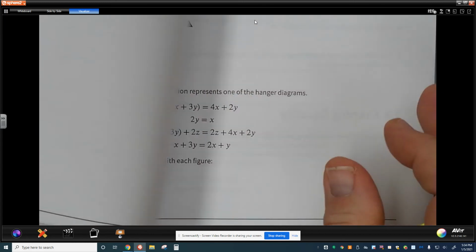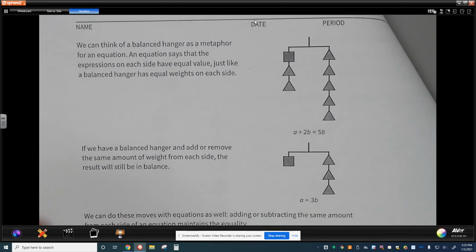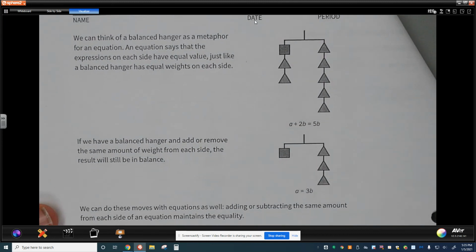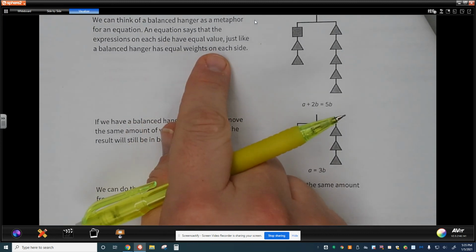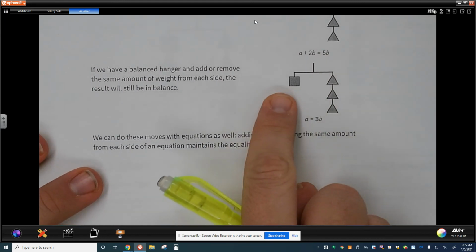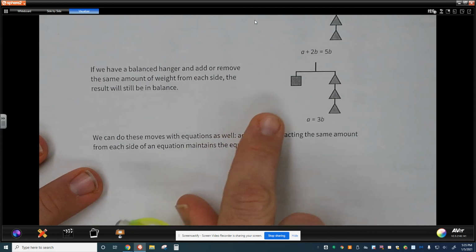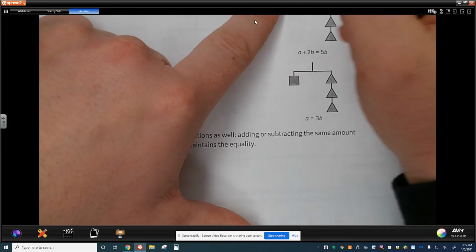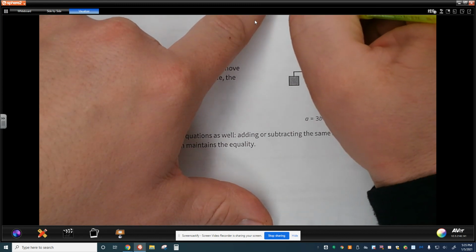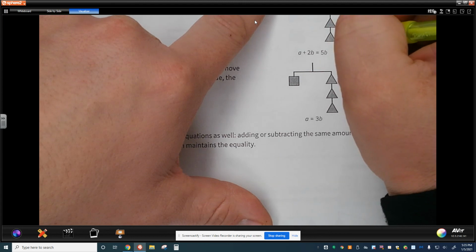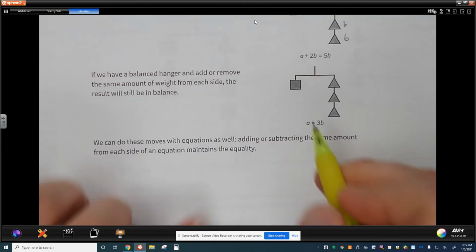All in all, what we're after with this, we can think of these expressions and balances as a metaphor for an equation, where we talk about the expressions just like what I talked about. They have equal value, just like the balance on the hanger. If we're giving different values, saying that the expression on the left is going to be, let A be the square, B be the triangles, then we see that A plus 2B is equal to 5B.